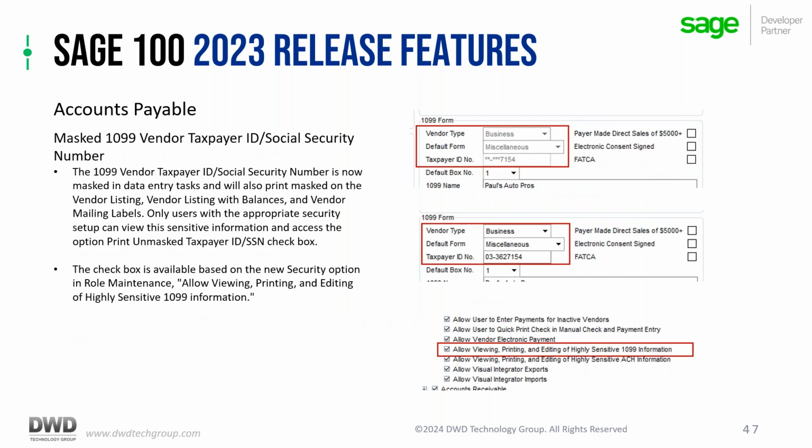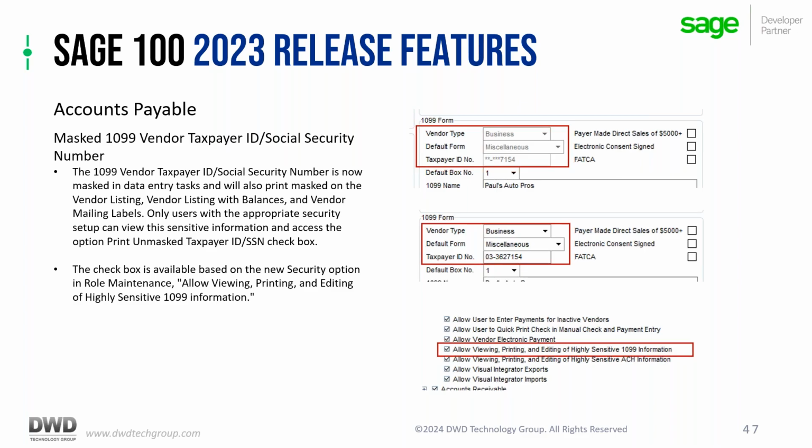Oh, accounts payable. So MAS, the 1099 vendor taxpayer ID, Social Security. And they did this with bank account numbers too. And so there's security settings and role maintenance that tie back to allowing the view, printing, editing of highly sensitive 1099, ACH, bank, different pieces of information, right? So every once in a while we'll get a support email that says, hey, I can't see my whatever number or something along those lines, right? It's often because rights have changed.